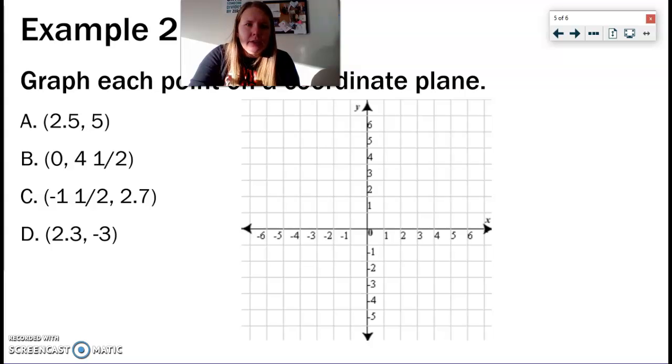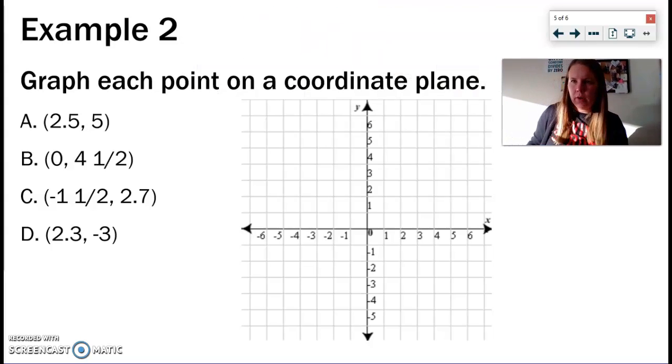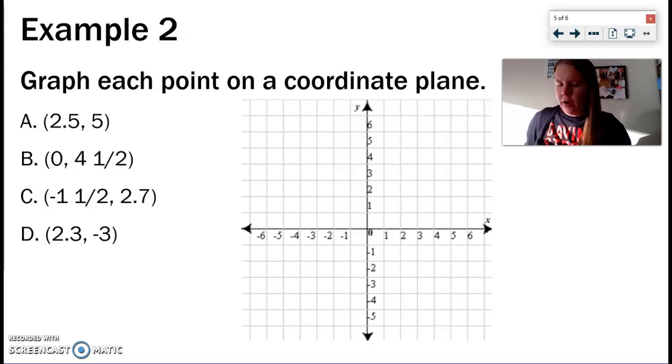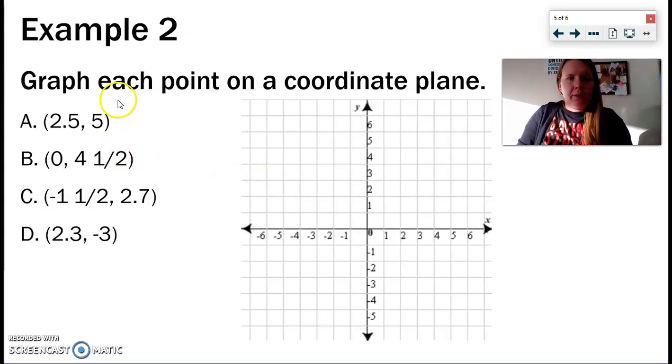Alrighty, so this next one is they give me the coordinate point. Sorry, the light's kind of funny right now. They give me the point or where they want each point to go. They give me the directions. So I will be a little more specific as we get to these, but let's start by looking at A. So they just want me to graph each point on the coordinate grid.